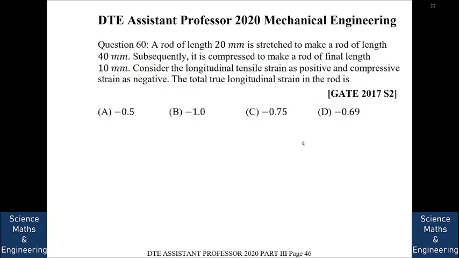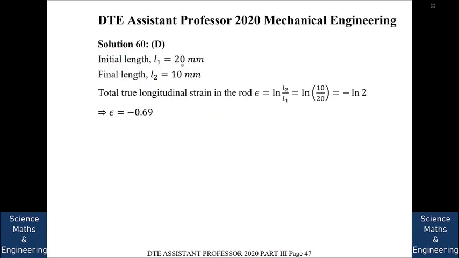So next question. A rod of length 20 mm is stretched to make a rod of length 40 mm. Subsequently, it is compressed to make a rod of final length 10 mm. Consider the longitudinal tensile strain as positive and compressive strain as negative. The total true longitudinal strain in the rod is, so the answer is, see, initial length we know is 20 mm, final length we know is 10 mm. Now the true longitudinal strain in the rod is actually given by log of L2 by L1, so it is log of 10 by 20, that is minus log 2, that is minus 0.69.